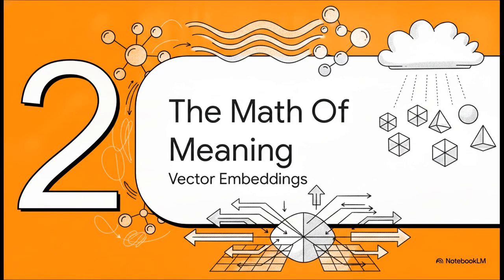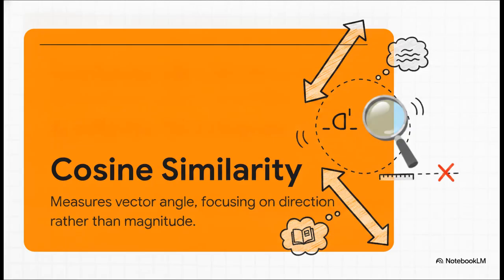Which brings us to part 2, the math of meaning. So how exactly do we teach a machine to truly understand context? We use something called cosine similarity. Now, mathematically speaking, this is a metric that measures the angle between vectors. It focuses entirely on their direction, rather than their magnitude or length. When we're dealing with text data and converting words into number vectors, the actual meaning is captured by the direction that vector points in space.